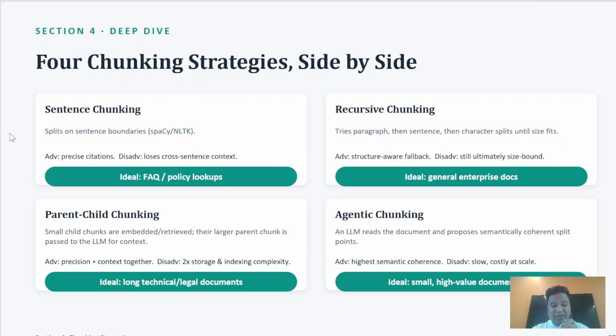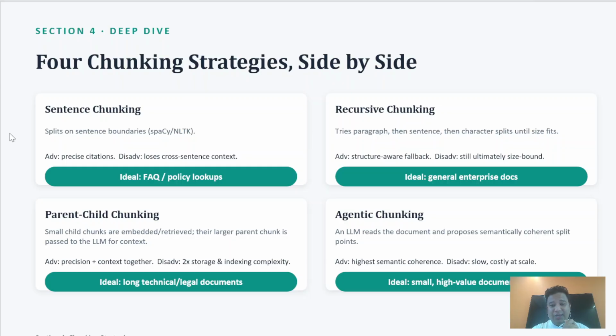Then parent child chunking, where small child chunks are embedded and retrieved, and their larger parent chunk is passed to the LLM for context. The advantage is precision and context together. The disadvantage is 2x storage and indexing complexity. It's ideal for long technical or legal documents.